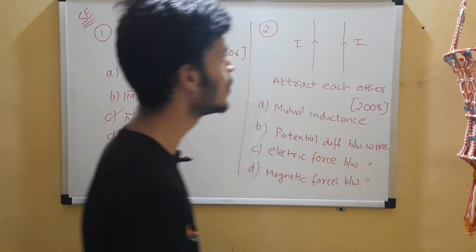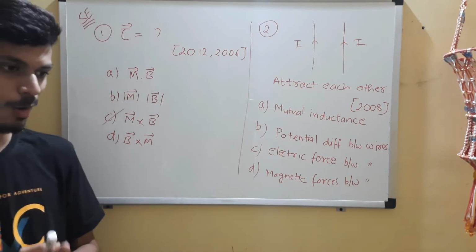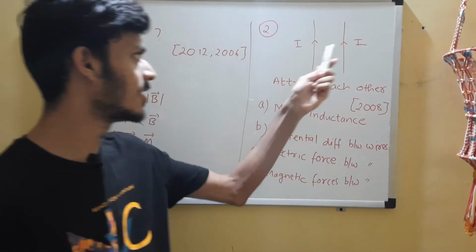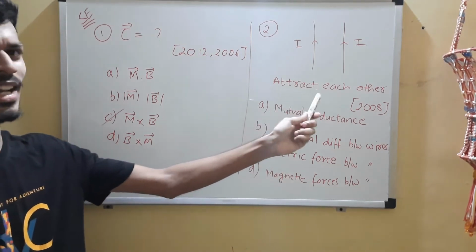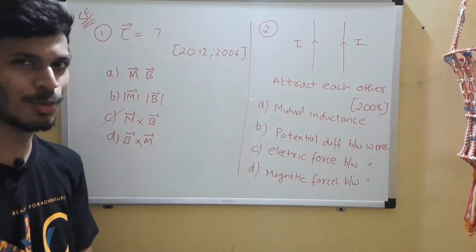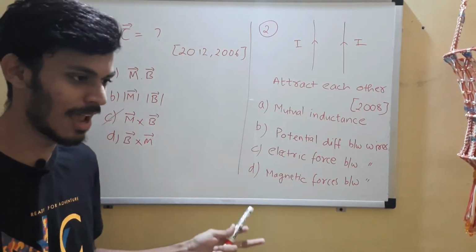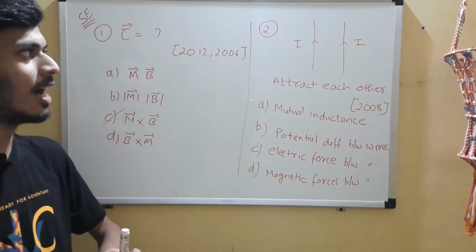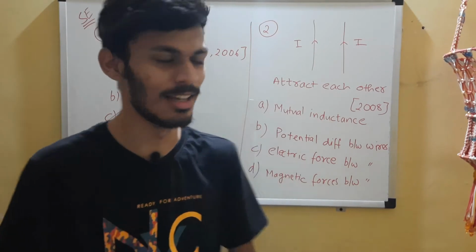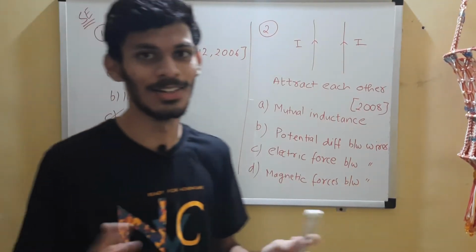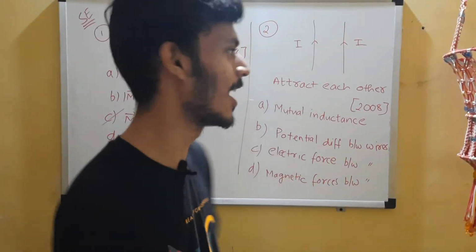Now in question 2 you have two infinitely long current carrying wires. The current is as shown. It is given that these two wires attract each other. You are supposed to tell why. Why do these two wires attract each other? We know this, right? Parallel currents attract each other, right? But why? The nation wants to know why.